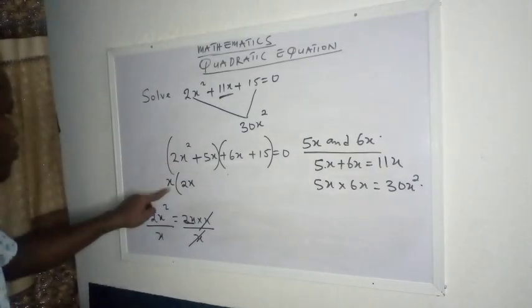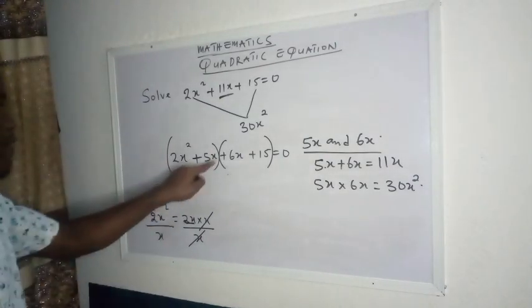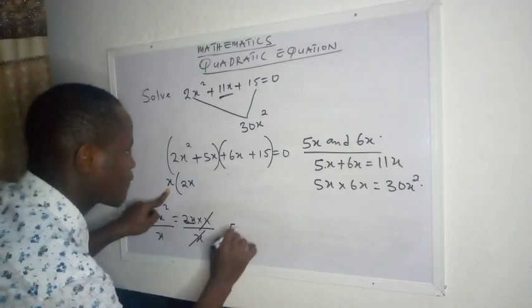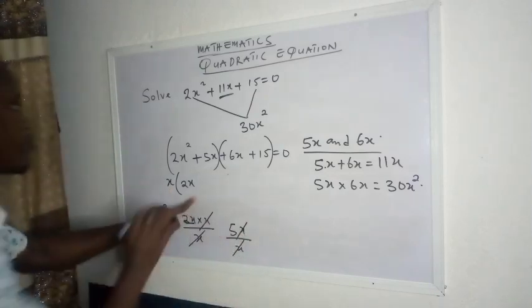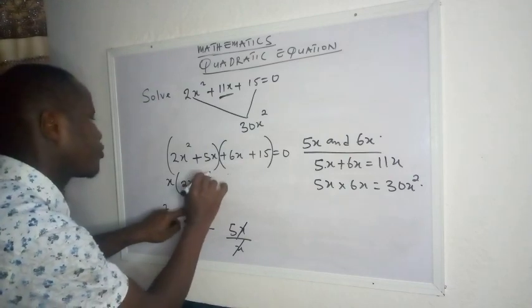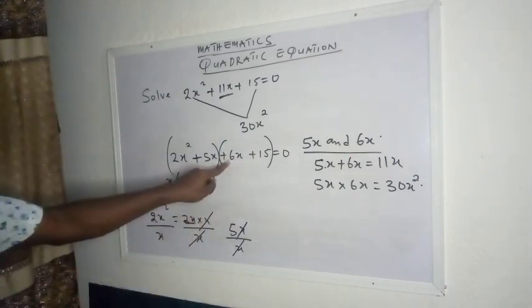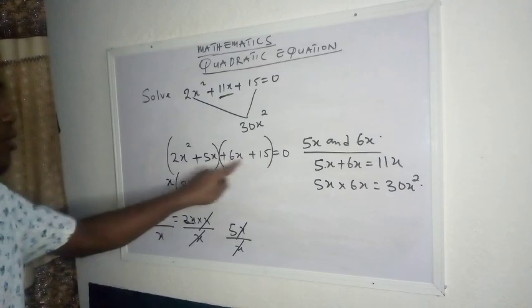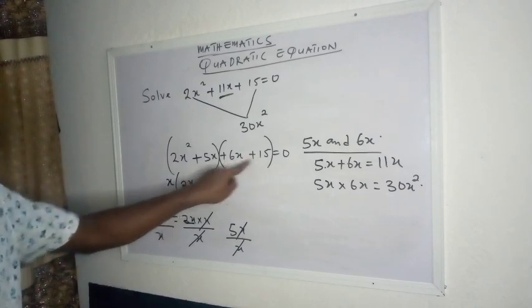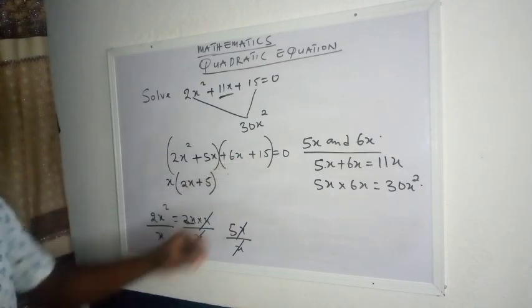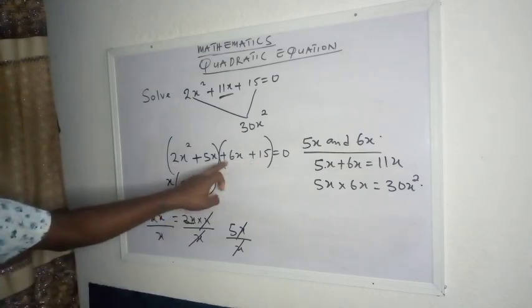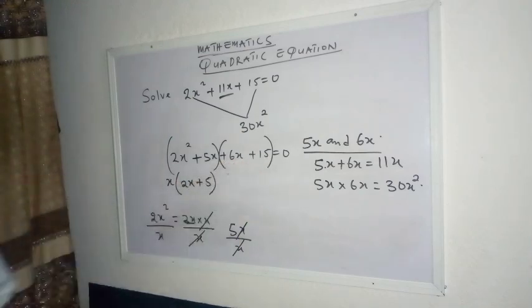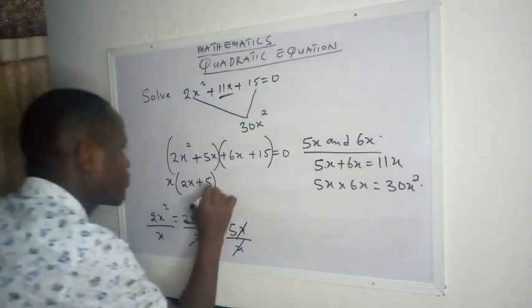Okay, the same thing here now. 5x divided by x, these two will go. You'll be left with 5. So you have plus 5 here. Close your brackets. Now what is common here and here? 6x plus 15, 3 is common. So I'm going to factor out plus 3.